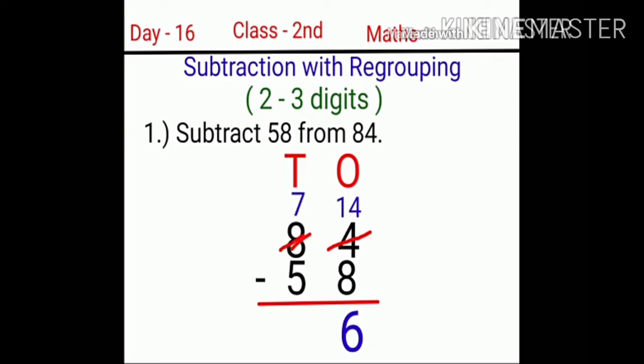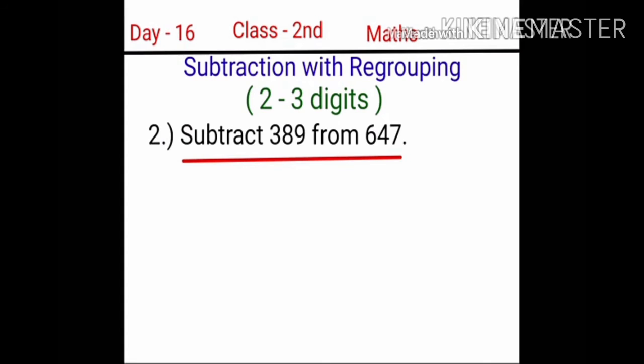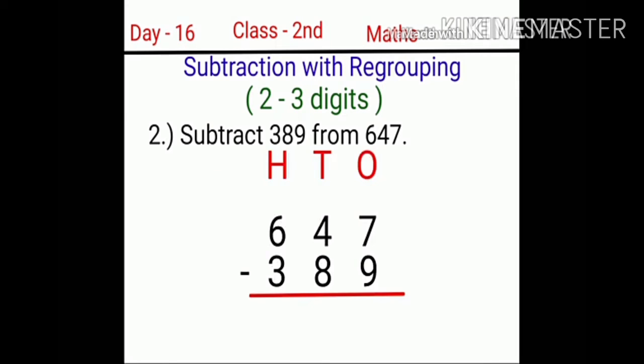Now in the tens place, 10 will be less. So 8 will become 7. So 7 minus 5 is 2. So the answer we got is 26. Now our second example is subtract 389 from 647.